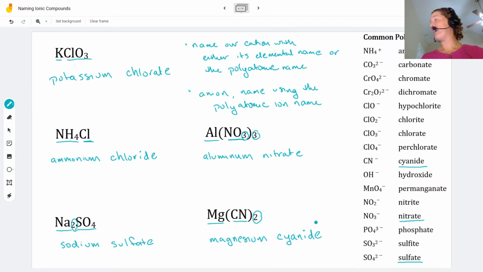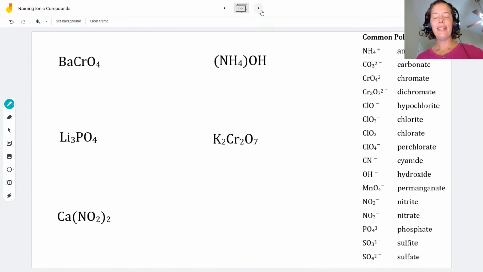Okay, make sure there are no questions. All right, great. We're going to still go on with some more here. So again, we're just using the same rules. We're going to identify our cation. We're going to use either the elemental name or the polyatomic name in the case of ammonium. And then we're going to identify our anion. And most of these, actually all of these, are going to be polyatomic ions. We just use the name of the polyatomic ion. So again, hopefully as we do these examples, you're seeing, oh, this is really easy. I hope that's what you're saying.